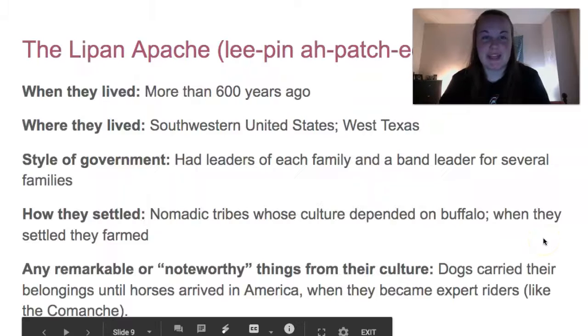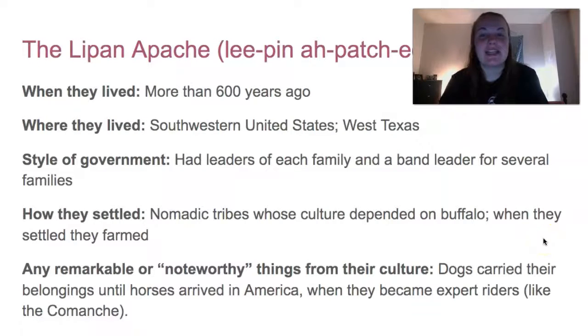Awesome. Okay, so the next group we're learning about is the Lipan Apache. They lived more than 600 years ago in the southwestern United States. So West Texas, again, we're looking towards El Paso, in the Rio Grande Valley. Their style of government, they had leaders of each family and then a band leader for a group of several families.